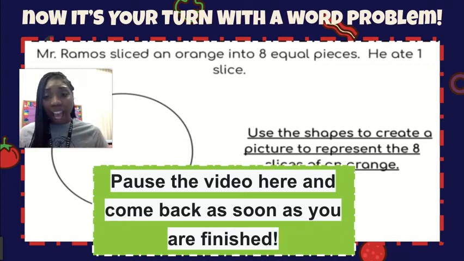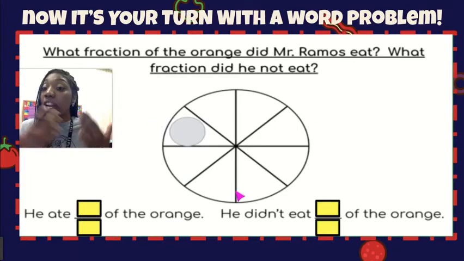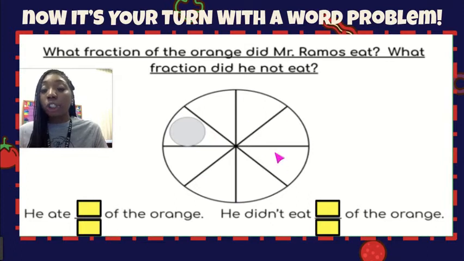Okay, so you should have your orange in your whiteboard, check, or in your notebook, check. Great. So now, how did you slice up the orange? If you cut it up into 8 slices, because that's what Mr. Ramos did, let's count to make sure we have 8. You count yours and Miss Dennis is going to count hers. So there's 1, 2, 3, 4, 5, 6, 7, 8. Excellent. Do you have 8? Great, so do I.